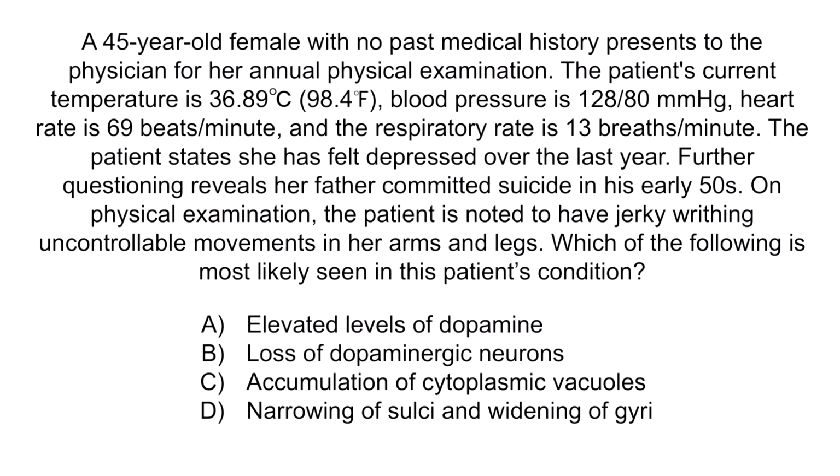This results in a constellation of symptoms including a pill-rolling tremor, cogwheel rigidity, and dementia. C is incorrect because an accumulation of cytoplasmic vacuoles is seen in spongiform encephalopathy. This leads to neurodegeneration and rapidly progressive dementia, and death usually occurs within 1 year. D is incorrect because narrowing of sulci and widening of gyri is associated with Alzheimer's disease. So again, the correct answer is A, elevated levels of dopamine. And that concludes this section.